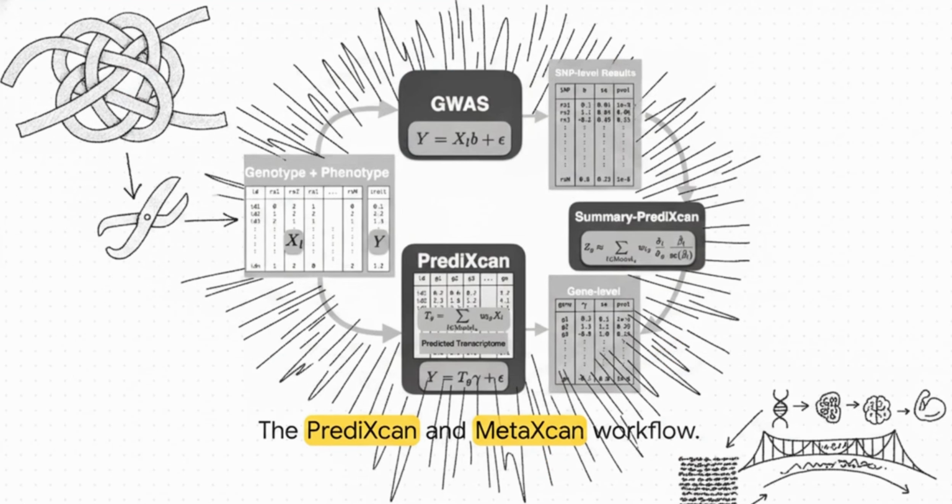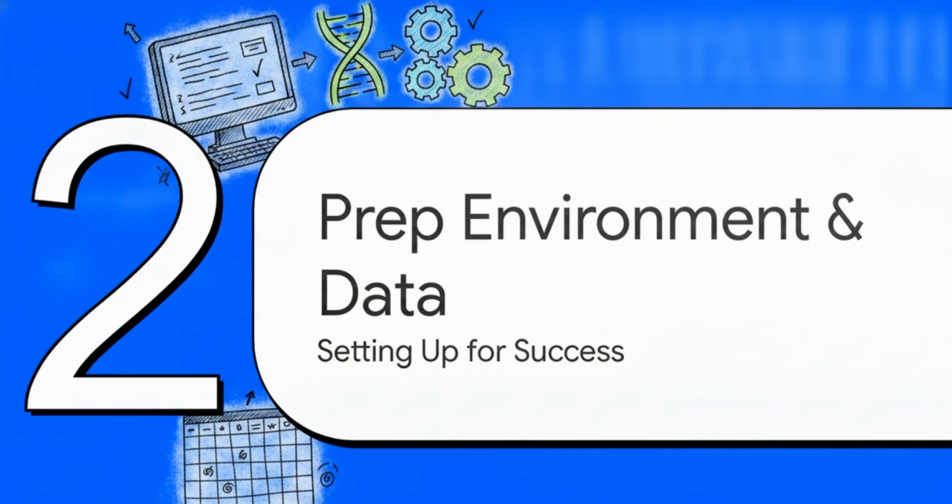And this brilliantly illustrates how the PrediXcan and MetaXcan workflow completely bypasses that roadblock. Instead of needing that massive, almost impossible to get individual level data, these tools let us predict target genes and tissue-specific expression using literally just GWAS summary statistics. It's basically a bridge. It connects a genetic variant directly to a physical trait by predicting the intermediate step, the transcriptome. Moving on to step 2, prepping your environment and data.